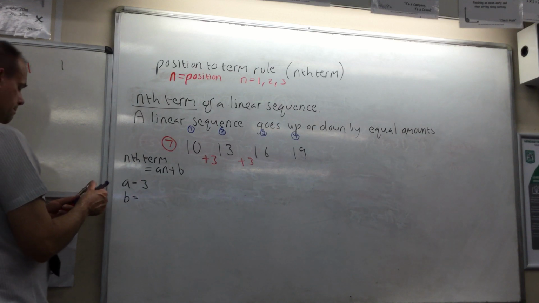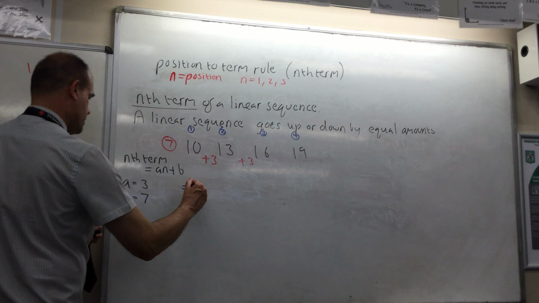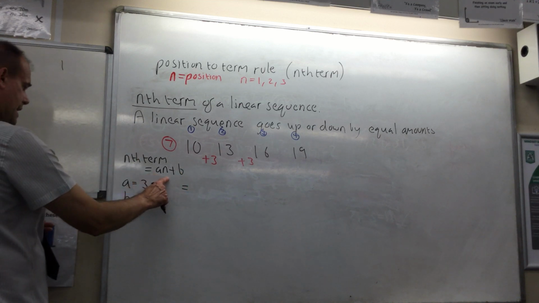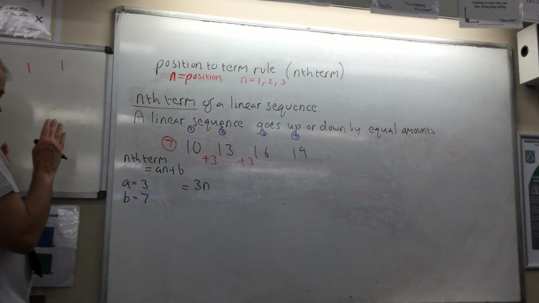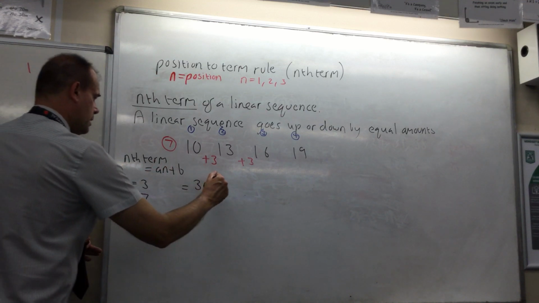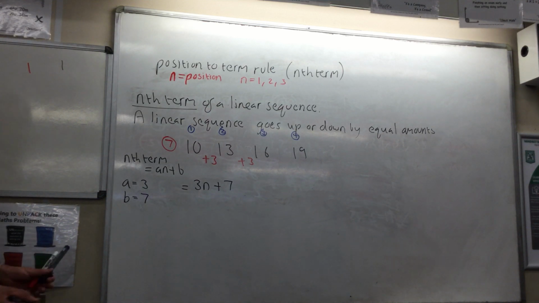So B would be 7, and your formula for the nth term, the answer you'd write down, is 3n, multiples of 3, plus 7. The 7 moves the 3 times table on, plus 7 at the end, and that is what you get in the answer. Check it, because I made a mistake earlier.